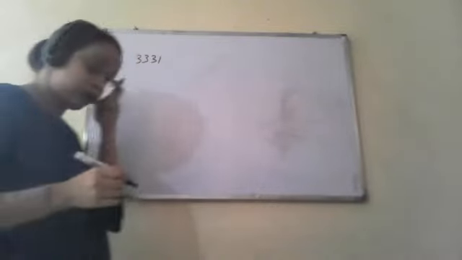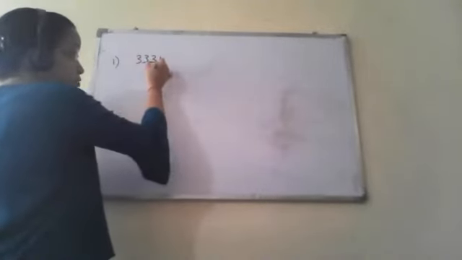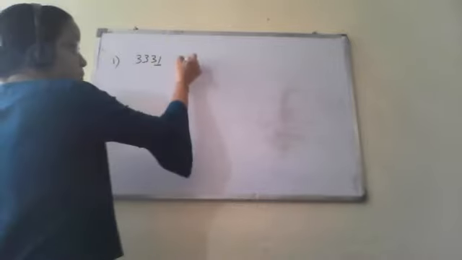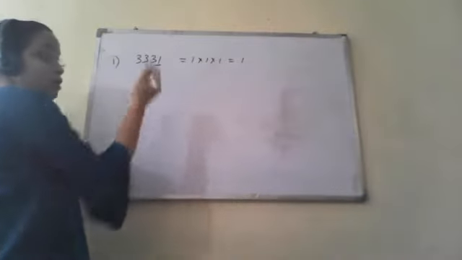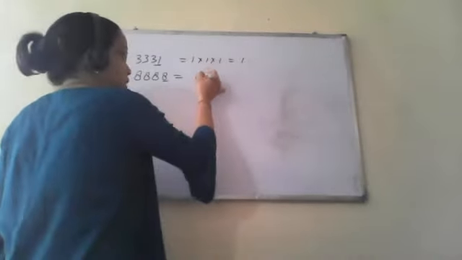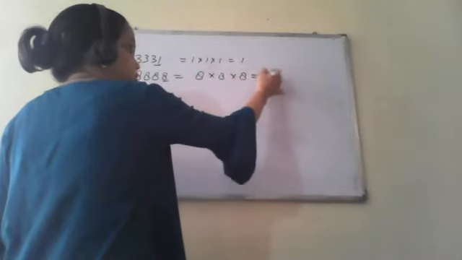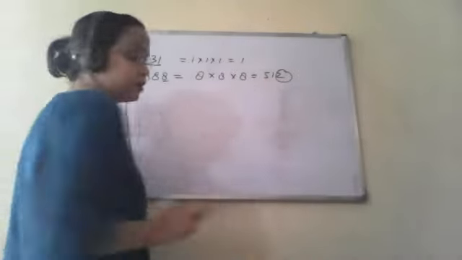This is 3331. We have to find the unit digit of its cube. First we will take its unit place and multiply it 3 times. So it is 1. The cube of this particular number, when we multiply it thrice, will have 1 at its unit place. Next example is 8888. We just multiply its unit place digit, so it will be 8 into 8 into 8, which is 512, and the unit place of its cube will have 2.